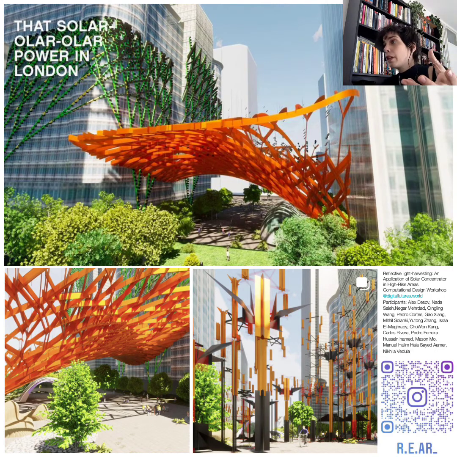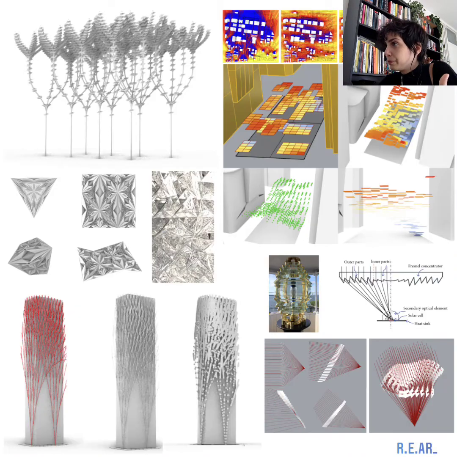Whereas in this project, the students investigated reflective light harvesting, applying solar concentrators in high-rise areas in London to tackle problems of overshadowing from tall buildings and the lack of interactive spaces and sensorial stimulation. They speculated on light harvesting elements with fiber optic cables to ensure good distribution of light, despite the canopy-like typology.